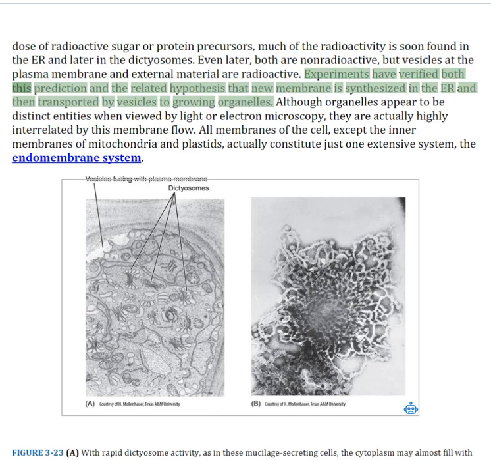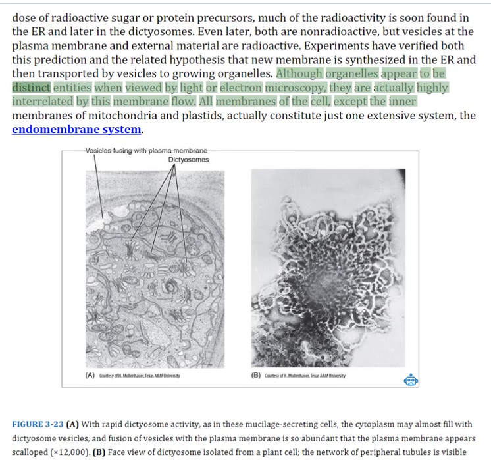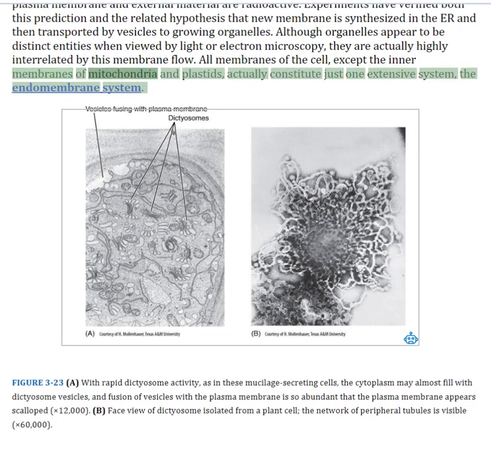Experiments have verified both this prediction and the related hypothesis that new membrane is synthesized in the ER and then transported by vesicles to growing organelles. Although organelles appear to be distinct entities when viewed by light or electron microscopy, they are actually highly interrelated by this membrane flow. All membranes of the cell, except the inner membranes of mitochondria and plastids, actually constitute just one extensive system, the endomembrane system.